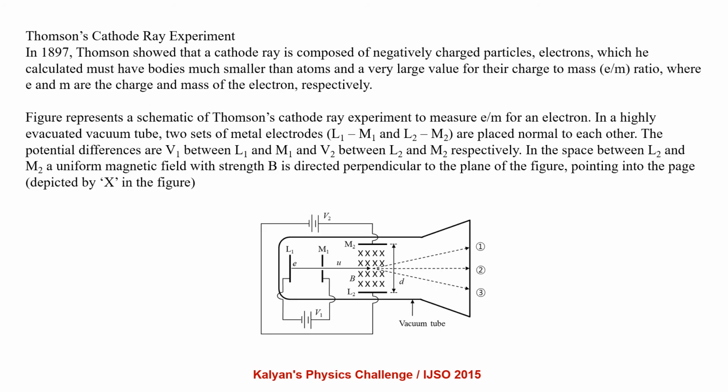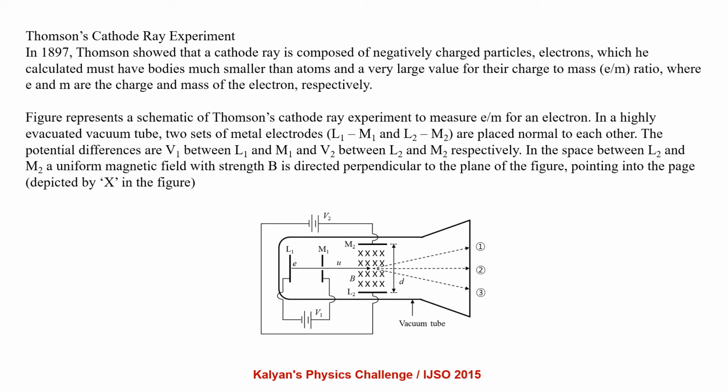Thomson's cathode ray experiment. In 1897, Thomson showed that the cathode ray is composed of negatively charged particles, electrons, which he calculated must have bodies much smaller than atoms and a very large value of their charge to mass ratio, e/m, where e and m are charge and mass of the electron respectively.